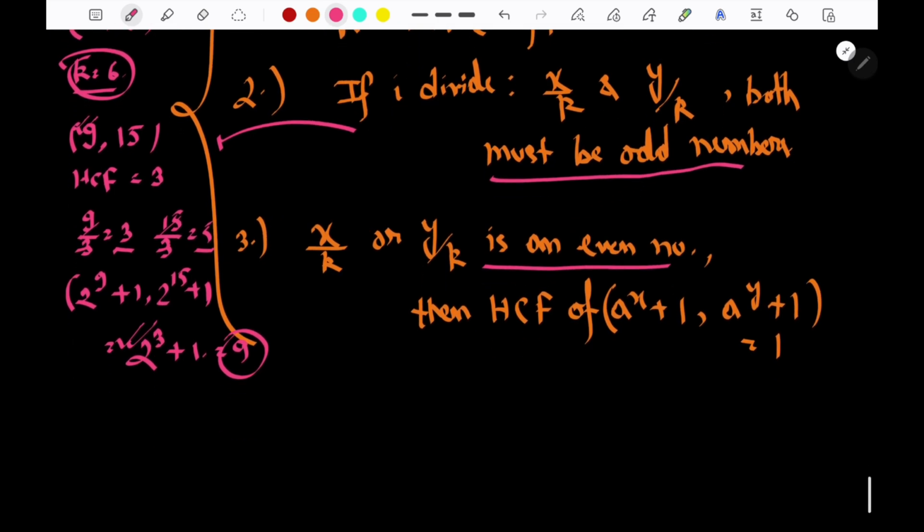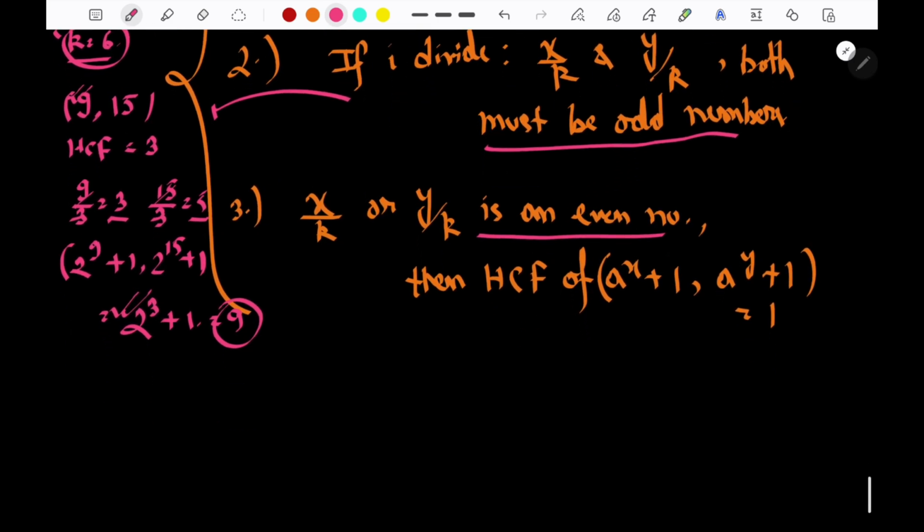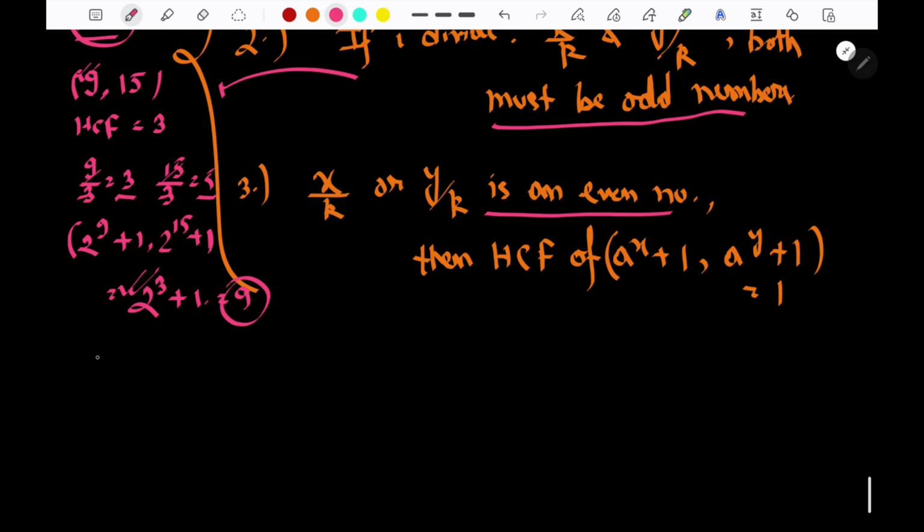Again you can apply it for shorter numbers so that you will be able to understand it clearly. If I choose very easy numbers, for example, let's say 3 and let's say 9. If I choose 3 and 9, then what is going to happen? HCF is 3, divided by 3, so this will be 1, this will be 3.